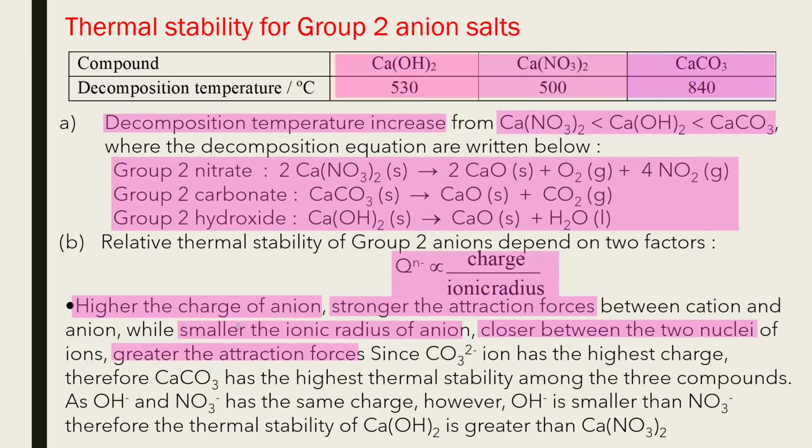So in this case, if you relate to what we have discussed so far, the carbonate ion has the highest charge here. Therefore CaCO3 has the highest thermal stability among the three compounds. Whereas for OH minus and NO3 minus, they share the same charge. However, OH minus is smaller than the nitrate ion. Therefore, the ionic bonds in calcium hydroxide are stronger, making its thermal stability greater than that of calcium nitrate.